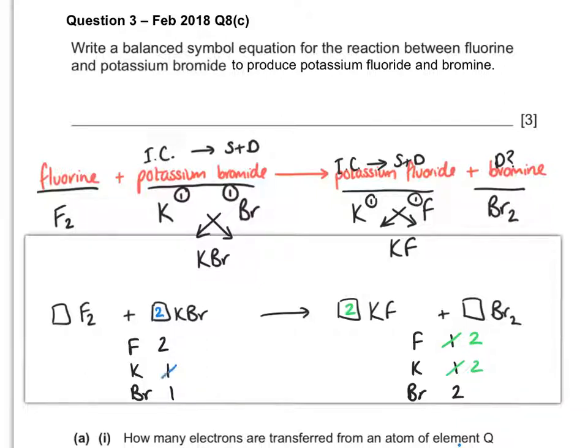That's affected my potassium and my bromine. Again, do your multiplication. With potassium, you've got 2 times 1, which is 2. And 2 times 1 bromine, which again is 2. And you can finally see your lists match and your equation is balanced. So then, once I've done all that working out, maybe on a spare page or in the back of my exam paper, I'm going to rewrite my final equation without the boxes. So it's F2 plus 2KBr, giving you 2KF plus Br2.